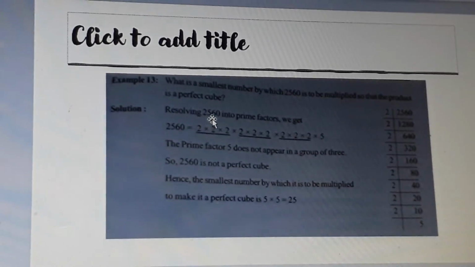Resolving 2560 into prime factors, we get 2 into 2 into 2, 2 into 2 into 2, 2 into 2 into 2, and into 5. The prime factor 5 does not appear in a group of 3, only a single 5. So 2560 is not a perfect cube. Hence, the smallest number by which it is to be multiplied to make it a perfect cube is 5 into 5, that is equal to 25.